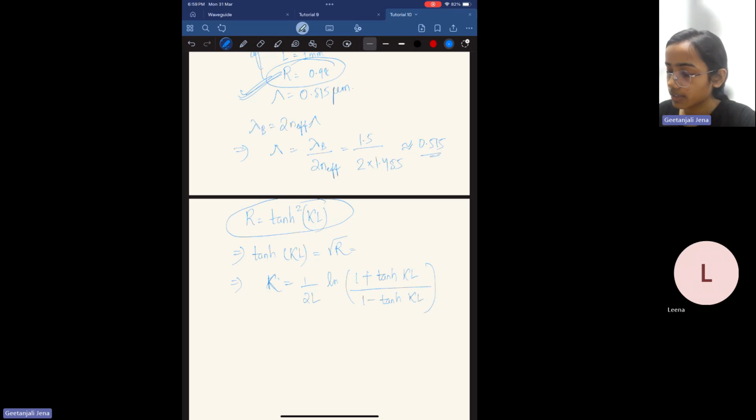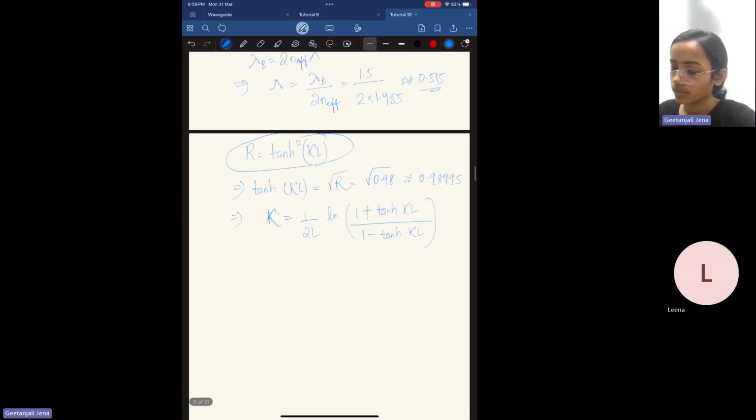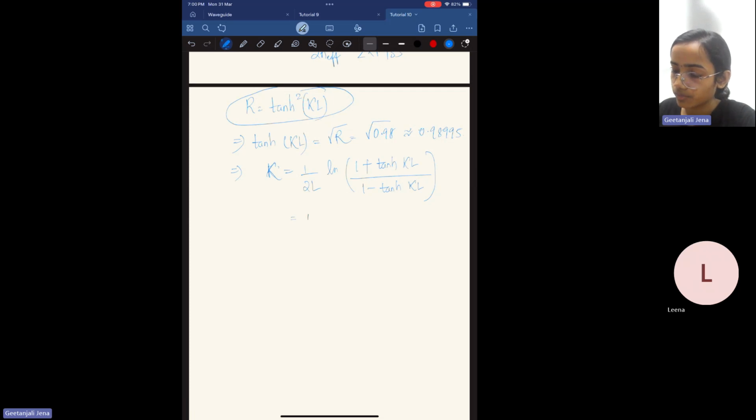So R is given, it is 0.98. So tan hyperbolic kappa L will come around 0.98995. L is also given, it is I think 1 mm. So we have 1 by 2 ln of (1 plus 0.98995) by (1 minus 0.98995). So this will be 2.64 millimeter inverse. Yes.